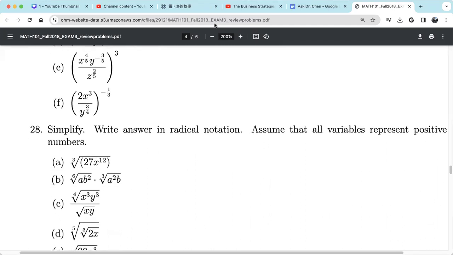Let's see, E and F. E, let's simplify. Can we simplify inside? Actually not. We have x, we have y, we have z. But this y raised to a negative exponent, so we can move it to the denominator, right? So I have x raised to 4 over 5 divided by y raised to positive 3 over 5 in the denominator times z raised to 2 over 5, then raised to 3. Now we can distribute the 3 to the power of x, y, z. So x raised to 4 over 5 times 3, that's 12 over 5. y raised to 3 over 5 times 3 becomes y raised to 9 over 5, because 3 times 3 is 9. z, 2 times 3 is 6, raised to 6 over 5.